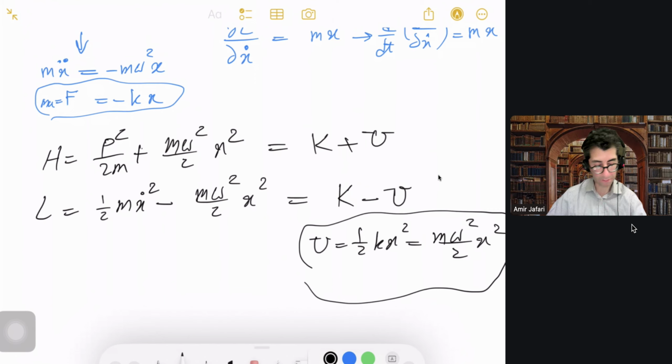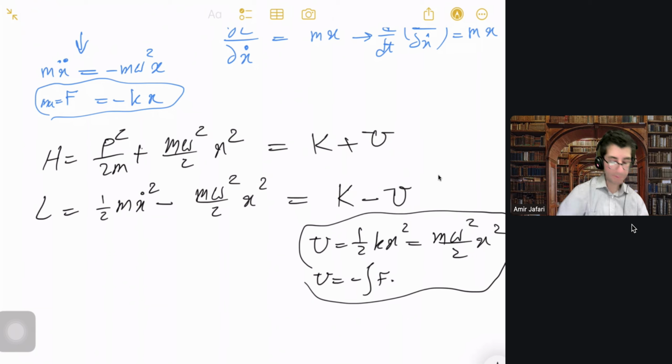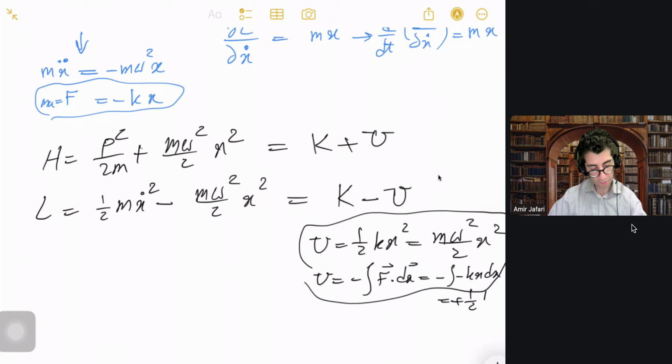said previously, U is defined as the negative integral of F dot dx, and from here negative kx dx. And this gives you, because it's a conservative force, you can define the potential, otherwise you can't. Okay, so this is the Hamiltonian and Lagrangian formalism of the simple harmonic oscillator.